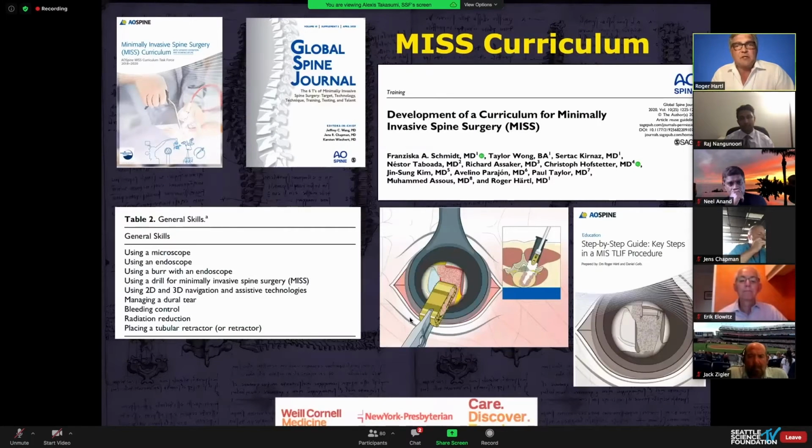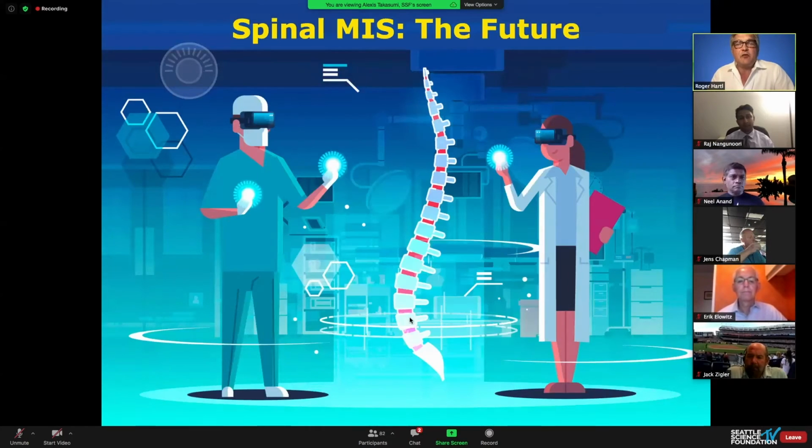Now, we recently, with AO Spine, developed an MIS curriculum that I'm very excited about. It is supposed to be able to teach residents and fellows some of the basics of MIS, how to use a drill, how to use a microscope, how to use an endoscope, and some of the basic procedures such as an over-the-top decompression with the endoscope or with tubular retractors. And we're trying to get this curriculum to be used also outside the AO, hopefully for teaching and training purposes.